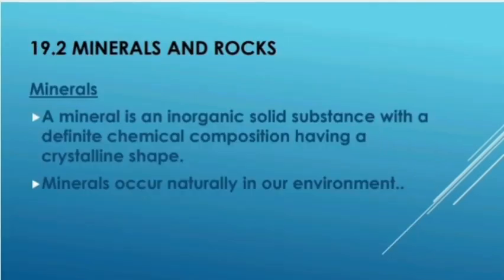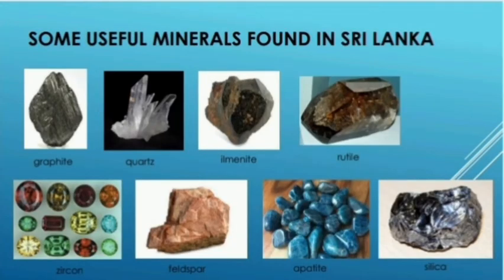Minerals and rocks. Minerals. A mineral is an inorganic solid substance with a definite chemical composition having a crystalline shape. Minerals occur naturally in our environment. These are some examples of useful minerals found in our country.